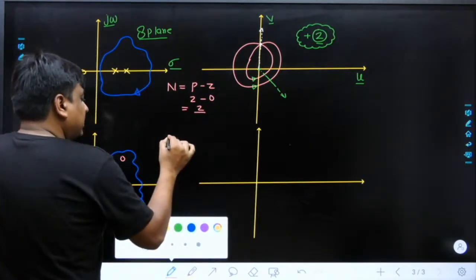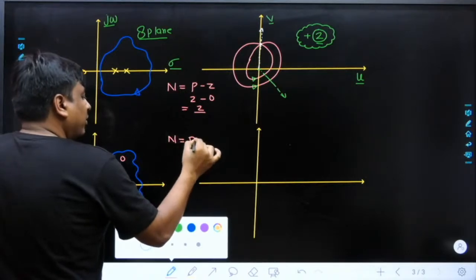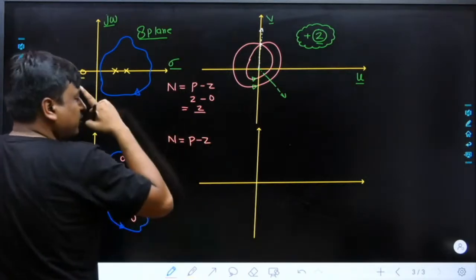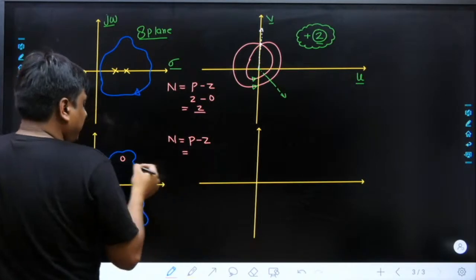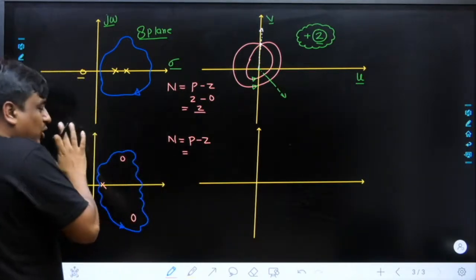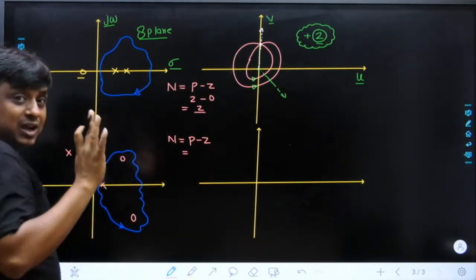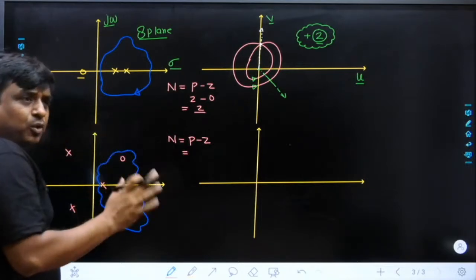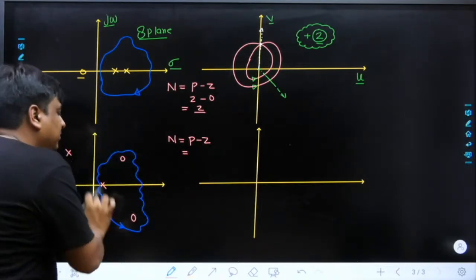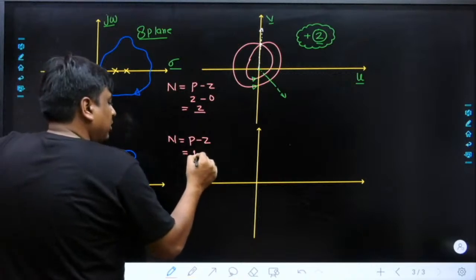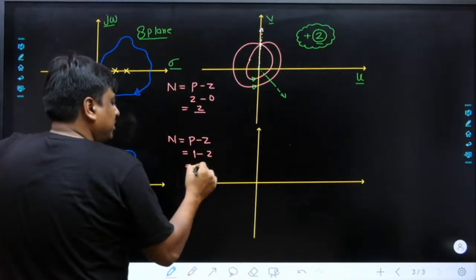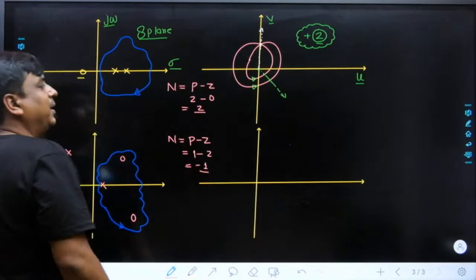The number of encirclement over the GSHS plane is equal to P minus Z, where P is not the total count of the poles. It is the number of poles which have been enclosed by this closed contour. It had been only 1, which gets subtracted with 2, and the result is simply minus 1.